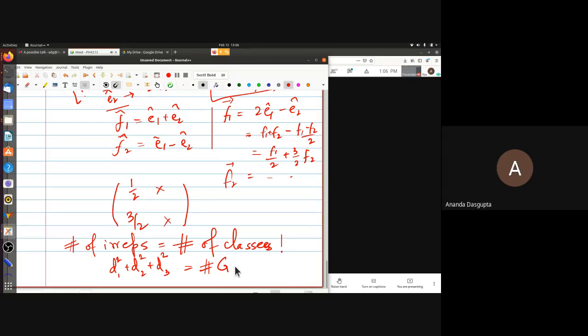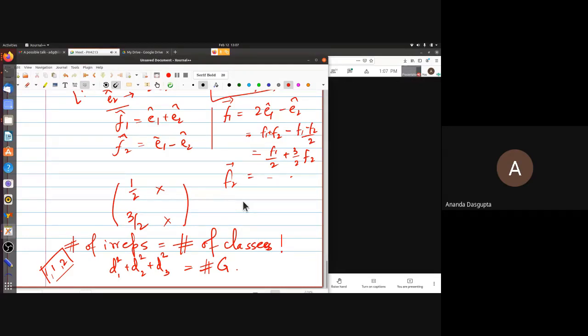So can anybody now tell me what D1, D2, D3 can be? Here it is 2, 2, 1: 4 plus 4 plus 1. That's 9. 1, 1, 2. Okay. So actually, S3 has one two-dimensional irrep and two one-dimensional irreps. It cannot have a three-dimensional irrep. 3 squared is already bigger than 6, right?